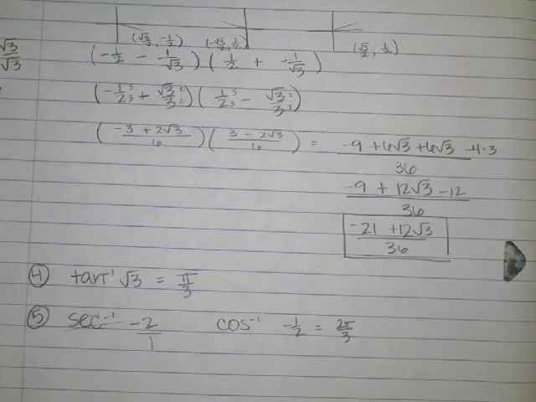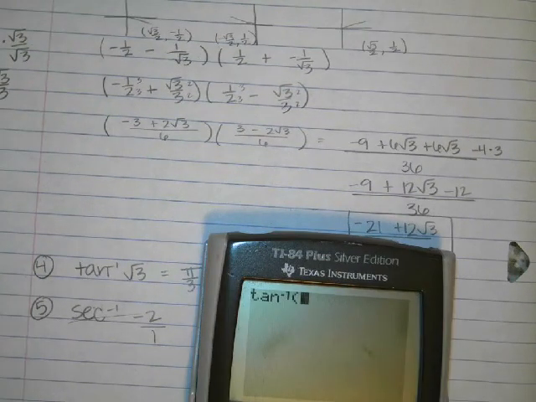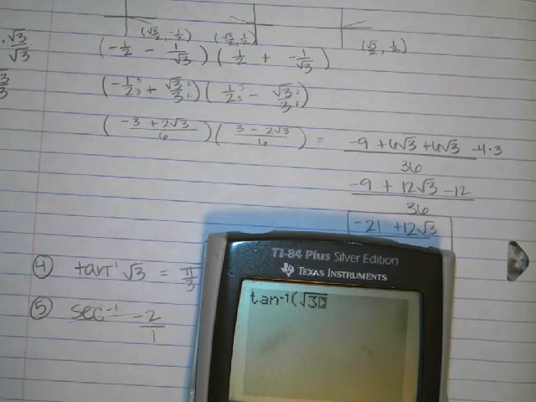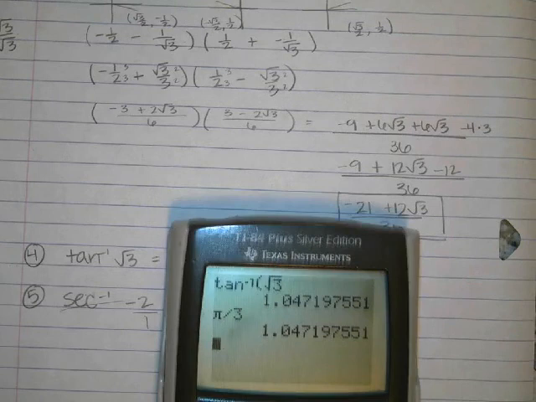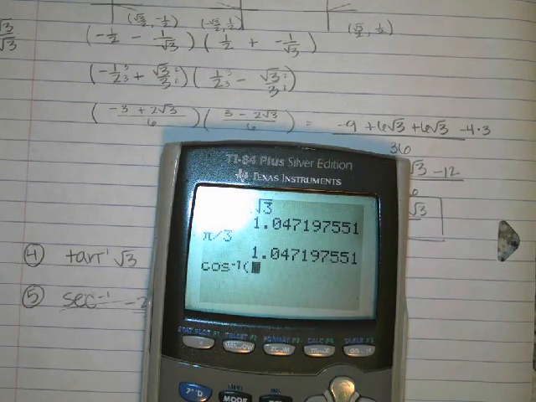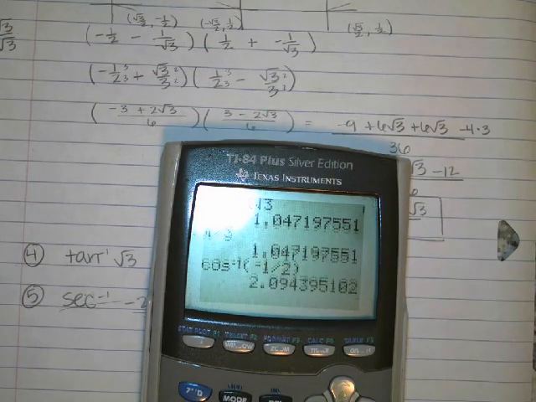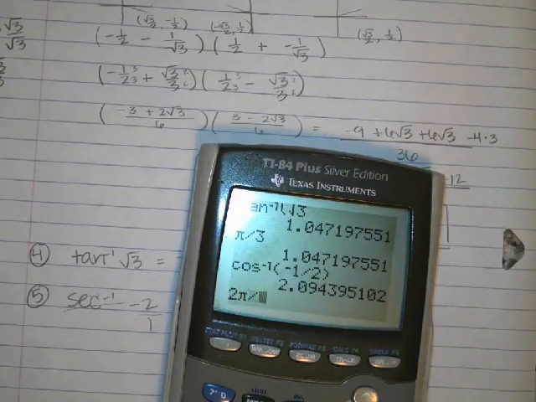All right, and then again, these answers are easy to check if you don't have any typos. So that would be pi thirds. And then over here, secant inverse, I can't type in, so I'm going to type in cos inverse of negative 1/2 is that, and 2 pi thirds is the same.